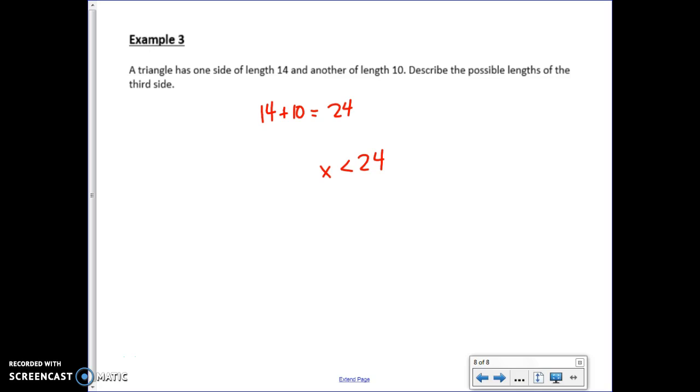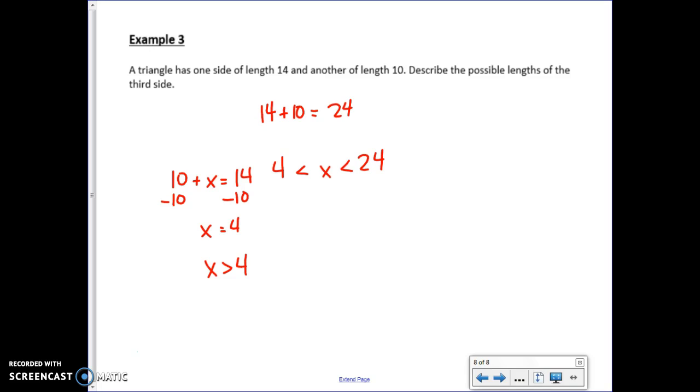What's the smallest it could be? So the other way to look at it is I need 10 and my unknown value x to be greater than 14, because it has to be bigger than the other side. So I'm going to take 10 away from here. And so x is 4. So I need something bigger than 4. Or 4 is less than x is less than 24.